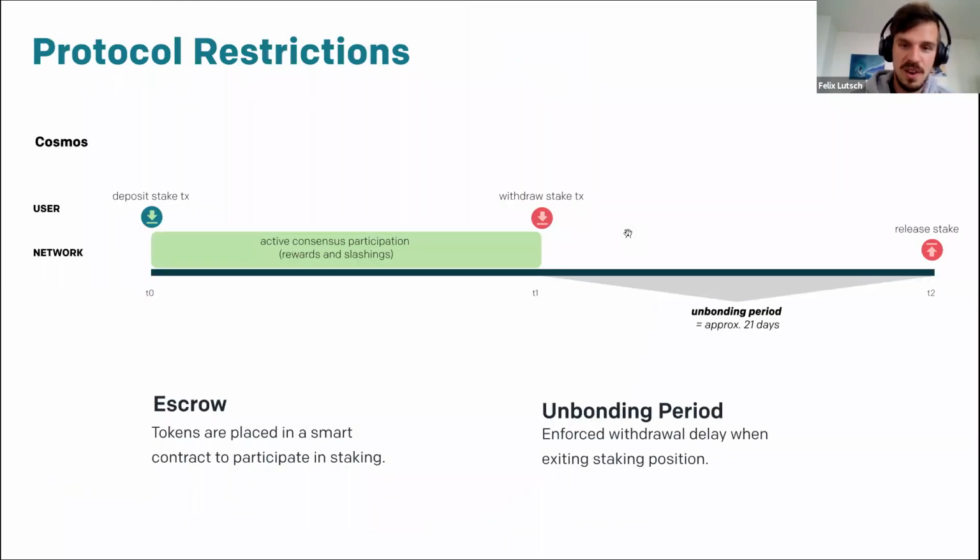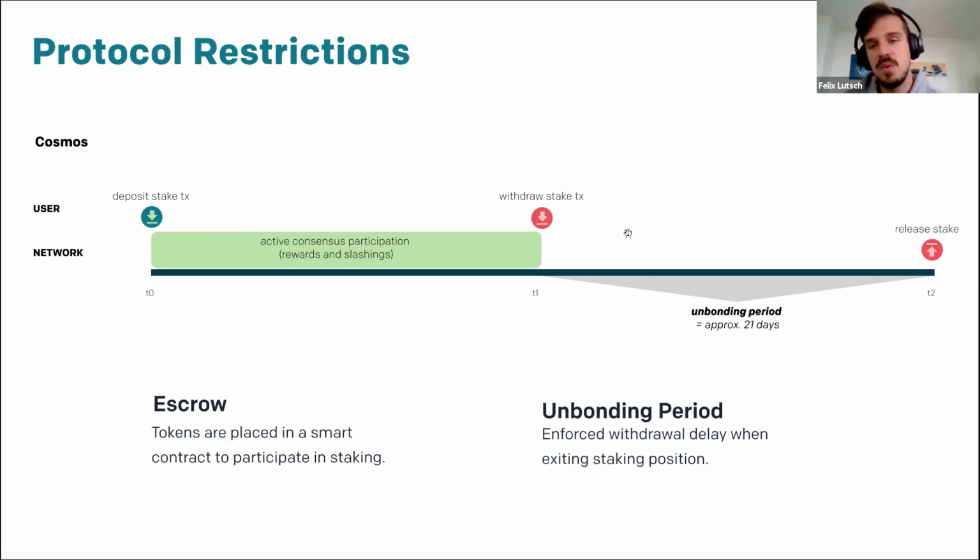Okay, cool. So let's get started with the protocol restrictions. As many know, in proof of stake, when you start to stake your tokens, you put them in some kind of smart contract that says, okay, this token belongs to this person and he's now staking with this validator. While doing that, these tokens are locked in this kind of escrow, and your stake is participating actively in consensus, and you earn rewards and the slashings associated with the validator.